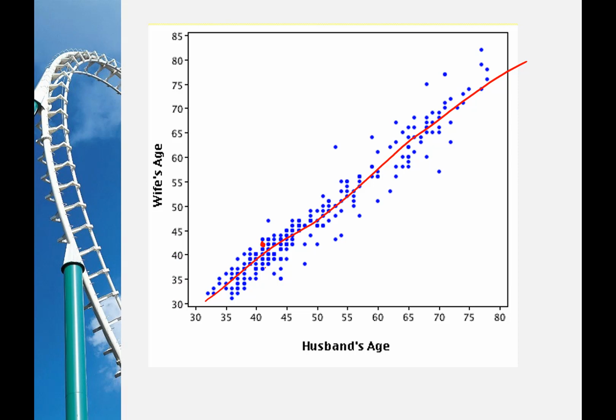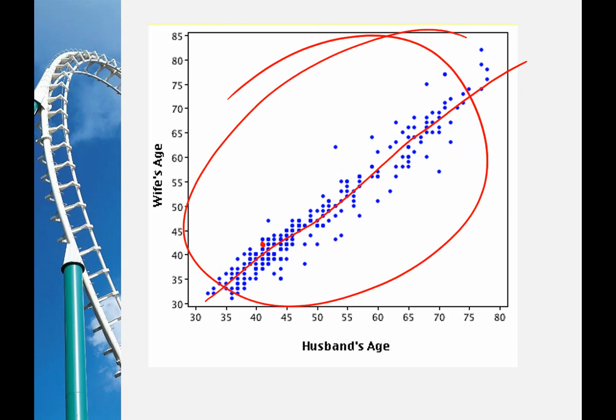So it's positive and it's linear. Tell me something about the extent of the correlation. Is the correlation strong or weak? Why is it strong? Yeah, because the cloud is right there at the line. What would a weak correlation look like? It'd be a giant circle, right? We'd have 30-year-olds marrying 80-year-olds, and vice versa. Okay?